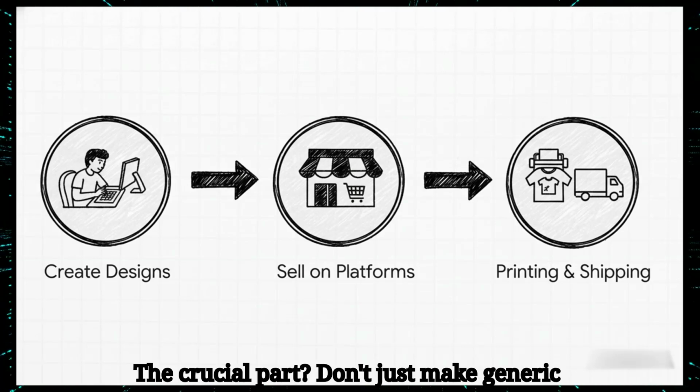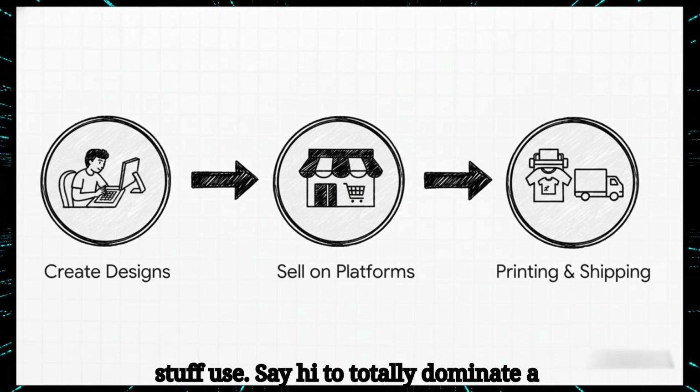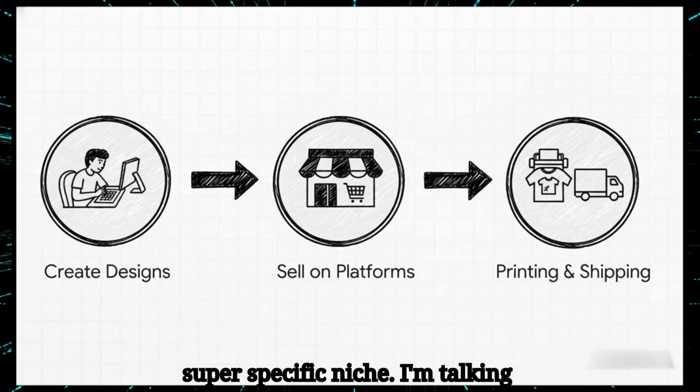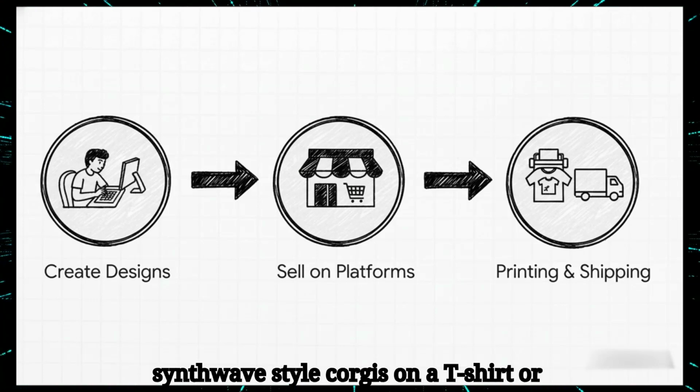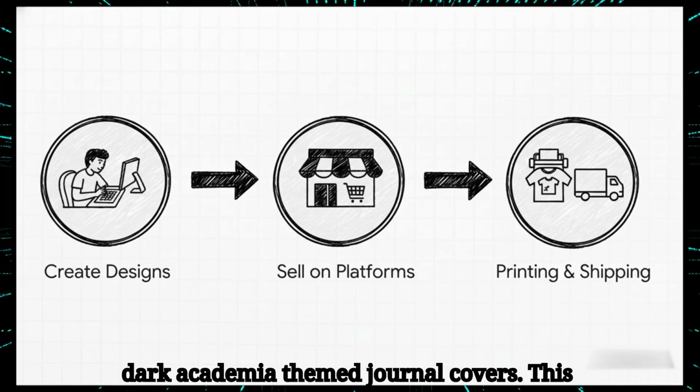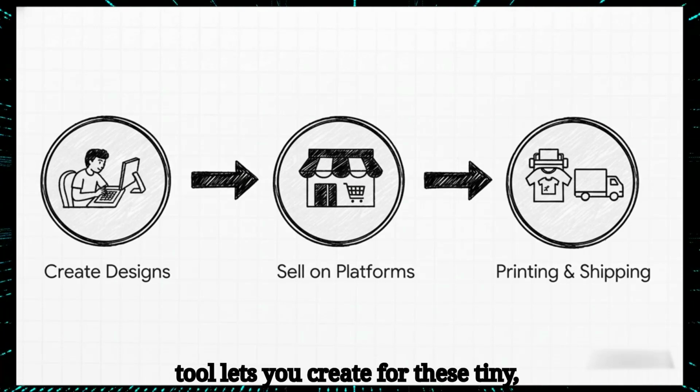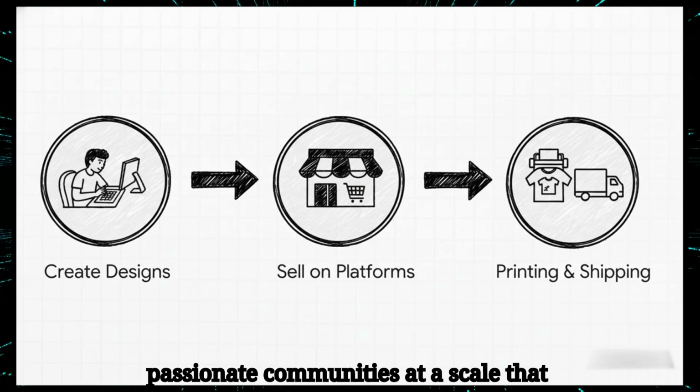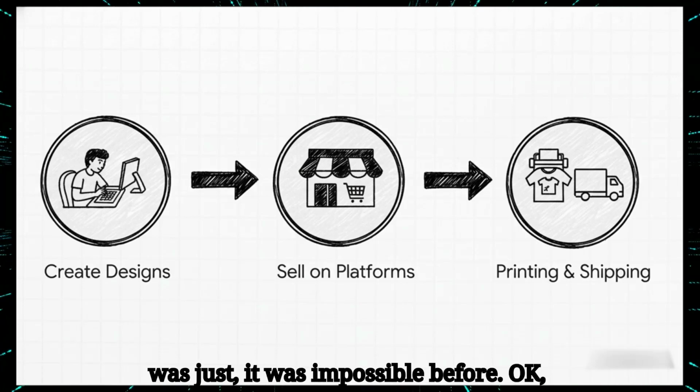But here's the secret sauce, the crucial part. Don't just make generic stuff. Use this AI to totally dominate a super specific niche. I'm talking synthwave-style corgis on a t-shirt or dark academia-themed journal covers. This tool lets you create for these tiny, passionate communities at a scale that was impossible before.